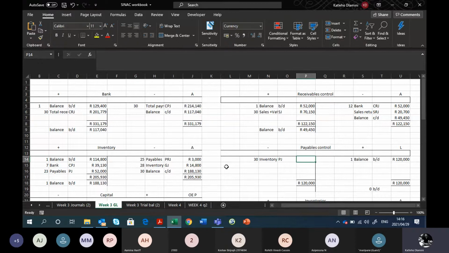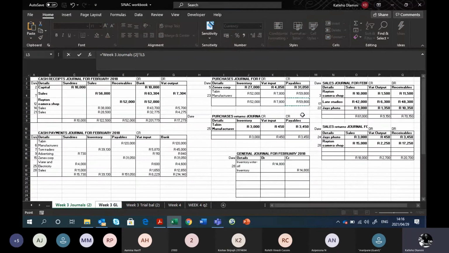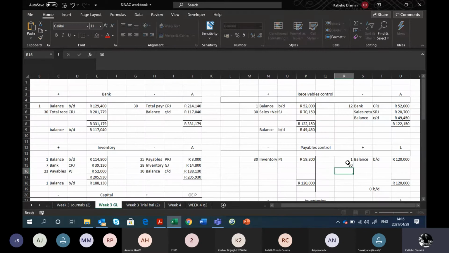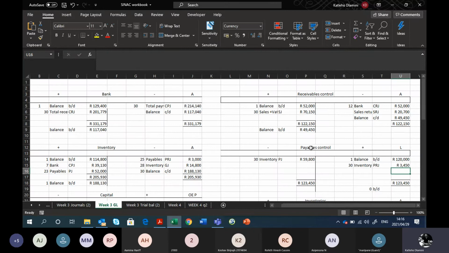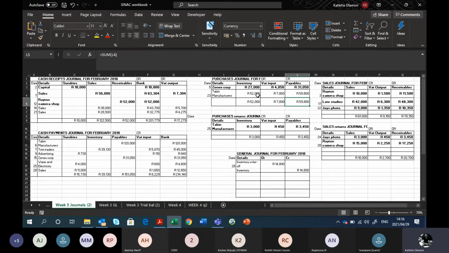Purchases journal, and that amount was 59,800. And then on the 30th, also inventory and VAT, because now it's inventory returns, right? I have that, 3,450 Rand. All right, so I've dealt with purchases and purchase returns.